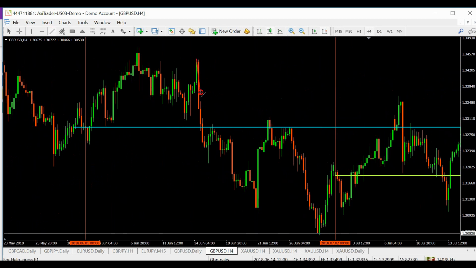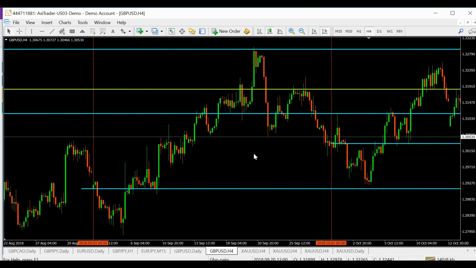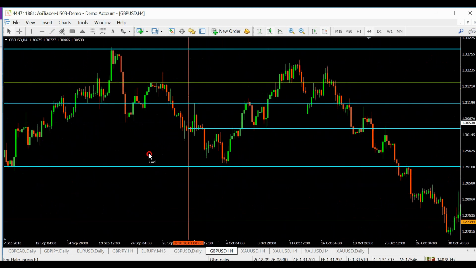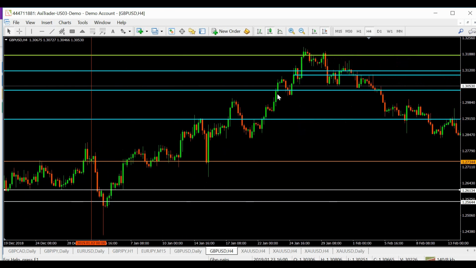Okay, you can see here price breaks down, there's a small retest here, down, again retest, it goes down. Drop, break, retest, goes down. You can see here too, up, retest, after it goes up.